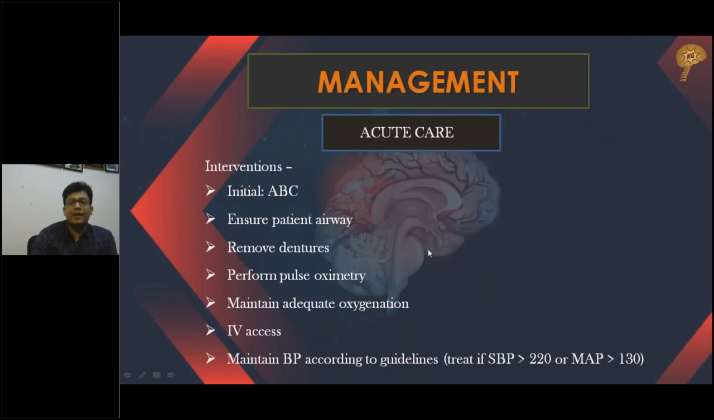So now coming to the management part, what we have to do in acute care. First we have to check the ABC, that is airway, breathing, and circulation. Ensure patient airway, remove any dentures, perform pulse oximetry and check the oxygen saturation, maintain adequate oxygenation, IV access, maintain blood pressure according to the guidelines, and you have to treat if systolic blood pressure is more than 220 mm of Hg or mean arterial pressure is more than 130.